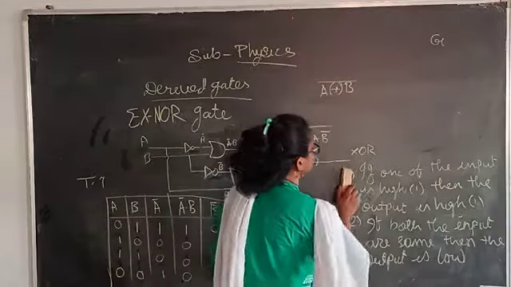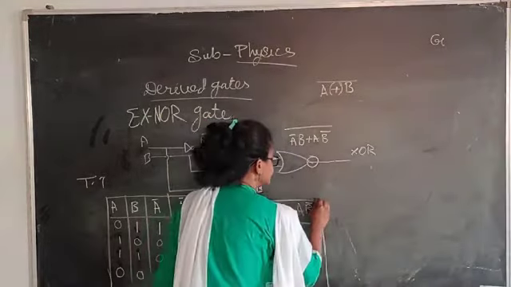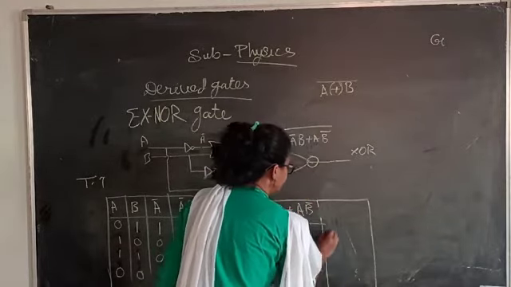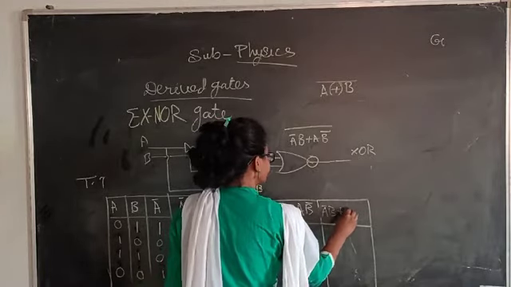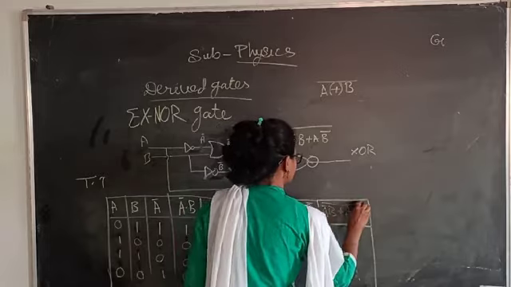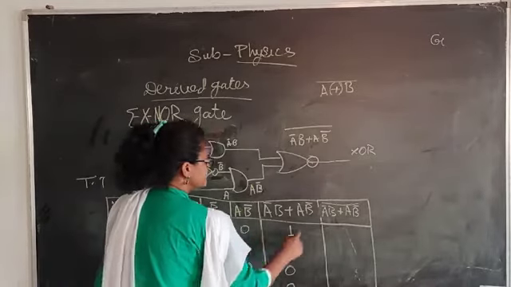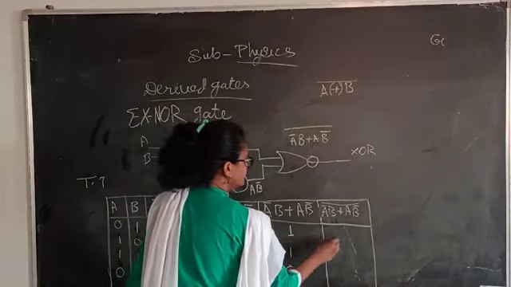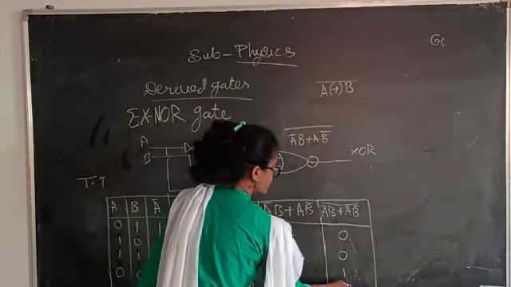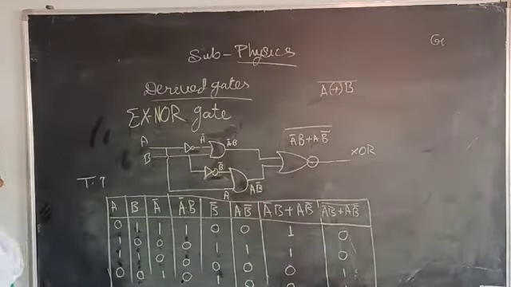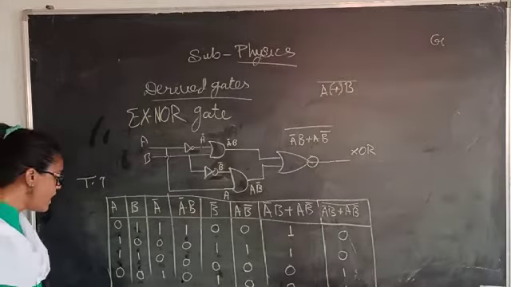The only thing we have to do is add one more column, and that column will be simply the negation of A bar B plus A B bar. So this will give you the XNOR, and what will happen is negation of this: 1 becomes 0, 1 becomes 0, 0 becomes 1, 0 becomes 1. And the conclusion we can draw for XNOR will be very similar to that of the XOR.